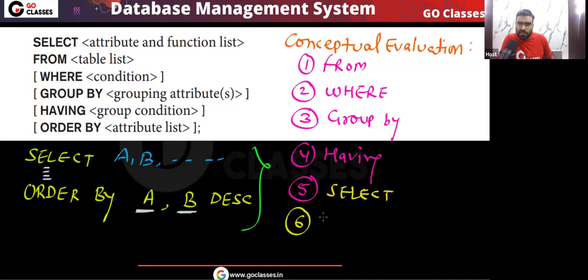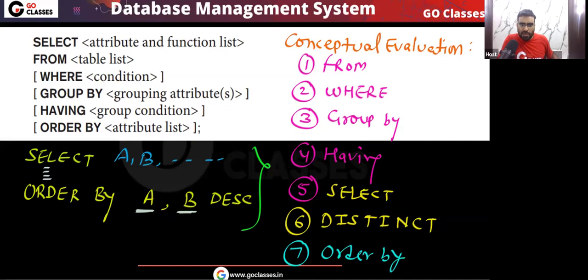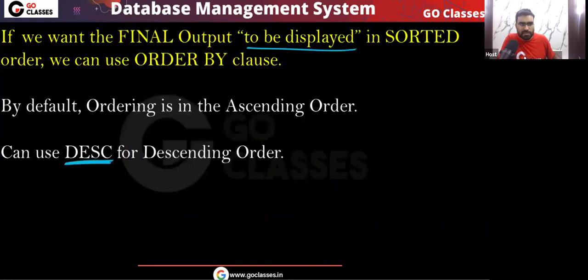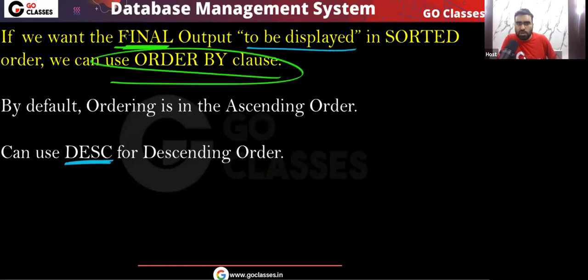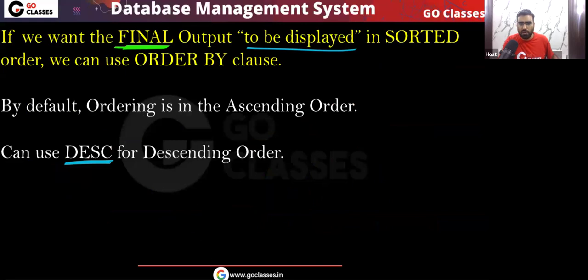Then DISTINCT will happen if there is SELECT DISTINCT. If there is SELECT DISTINCT, then DISTINCT will happen. And at the end, ORDER BY will happen. I told you, ORDER BY. Read this. If you want the final output to be displayed in the sorted order, then you can use the ORDER BY clause. Okay, is this clear?